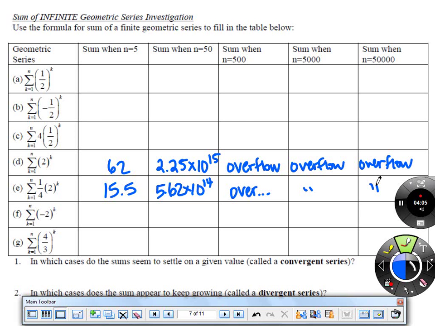So this pattern you should have seen continue for F and G. Did you guys see that? So check your work. For the first sum for F, I got negative 22. And for the second sum, I got 7.5 times 10 to the 14th power. And then I overflowed the rest of the time.